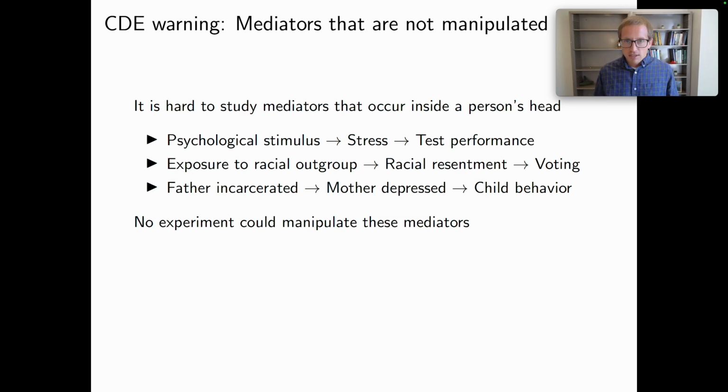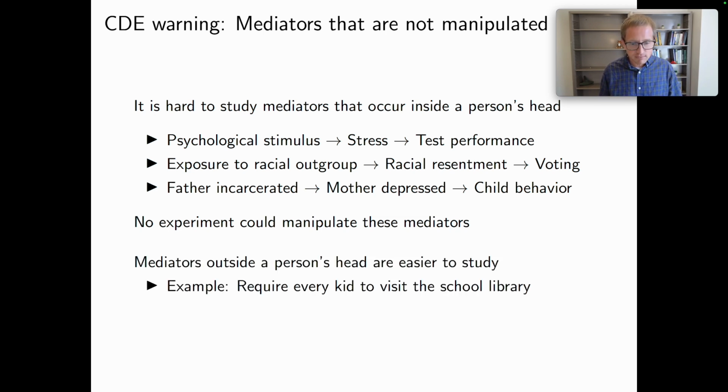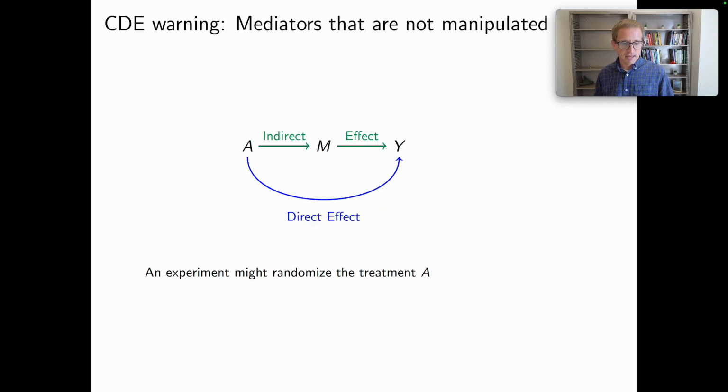These are all difficult interventions to imagine because these are mediators that occur inside a person's head. As a general bit of advice, it's often going to be helpful for causal mediation if the mediator that you choose to study is something that happens outside the person's head in the world, so we can at least think about what it might mean to intervene and change the value of that mediator. Okay, so an example there is requiring every kid to visit the school library would be a mediator on which it's possible to intervene.